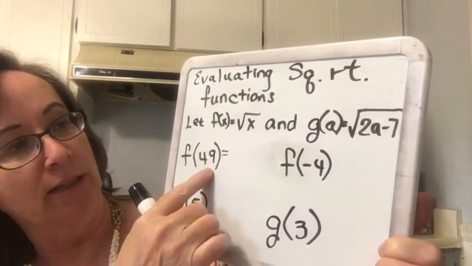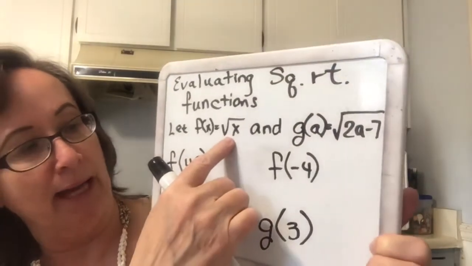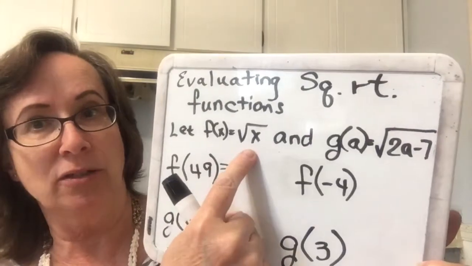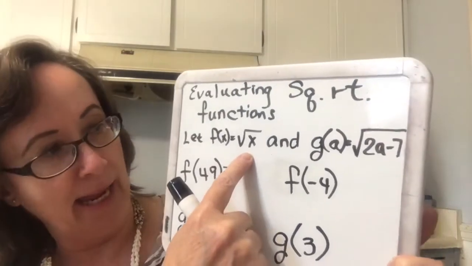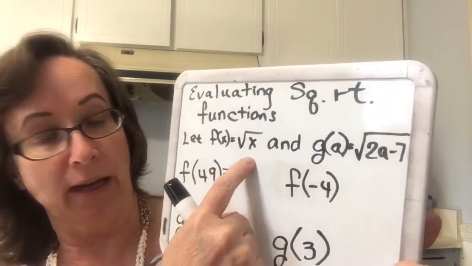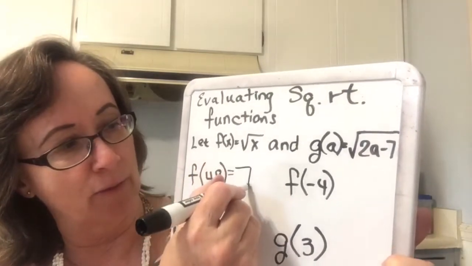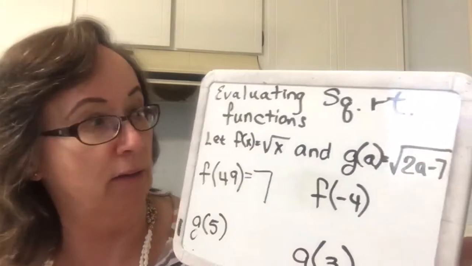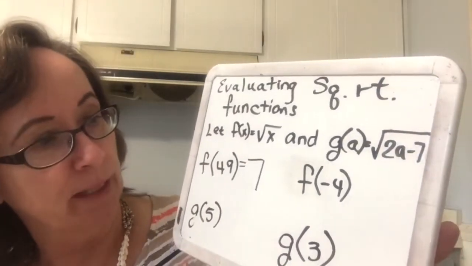The f function is the square root of x. So I'm going to slide the 49 into the square root of x. And I get the square root of 49, which is 7. Remember, they always mean the principal root when you see the radical sign already put there for you.